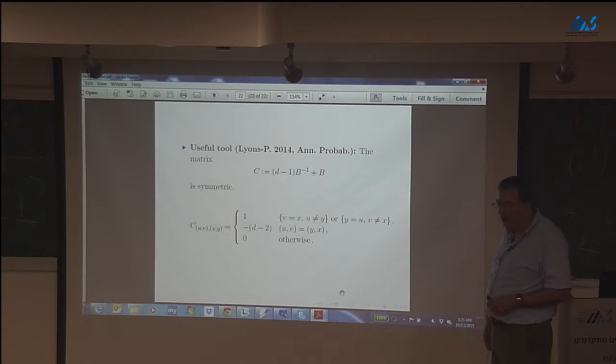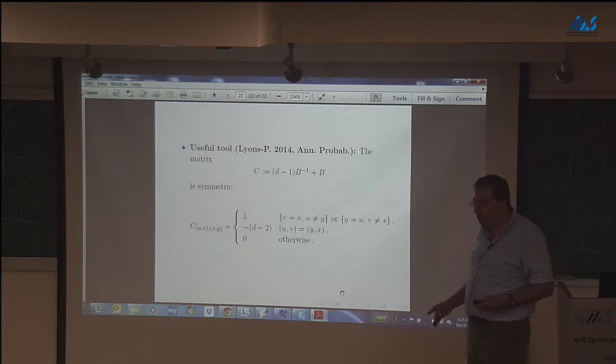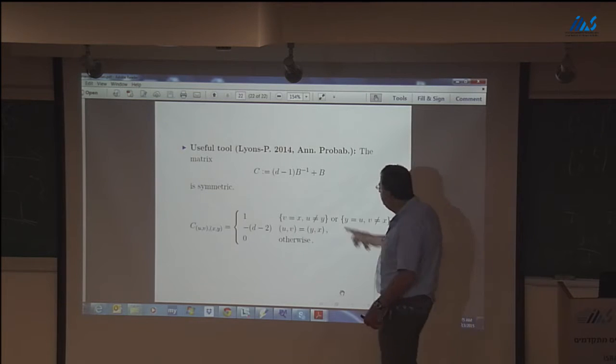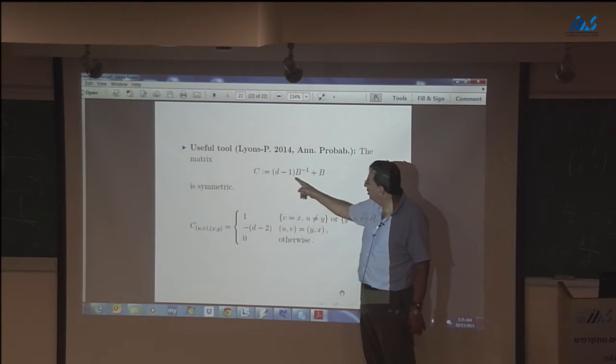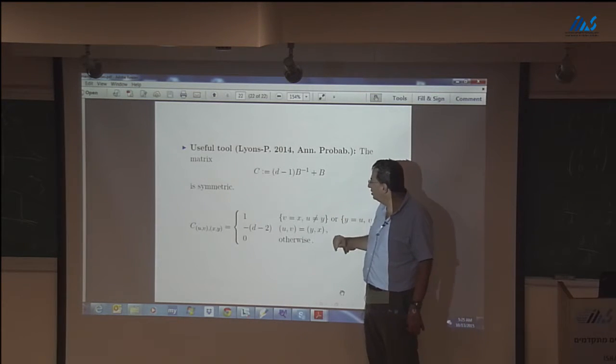B is not symmetric, and it's related to A, but this relation involves some work because B and A are on different spaces, a vertex space and an edge space. This matrix C is another matrix on the same space as B, namely on the edge space, but it's also real symmetric. It's just this one: you take B, you invert it, so B is invertible, multiply by d minus 1, and add B.